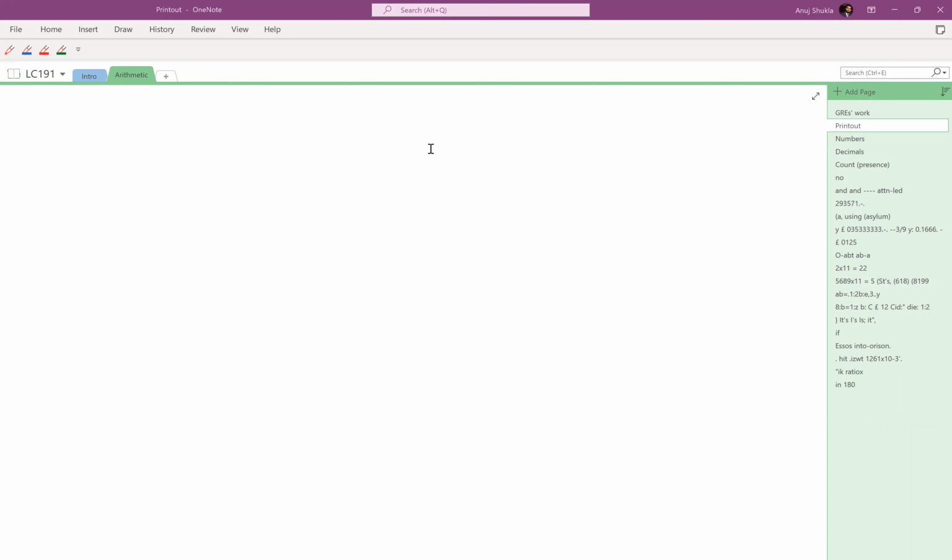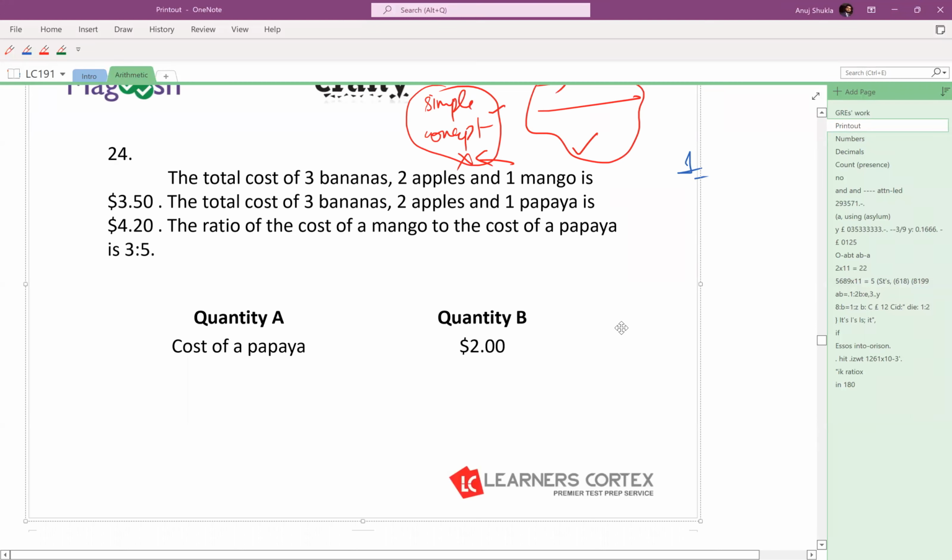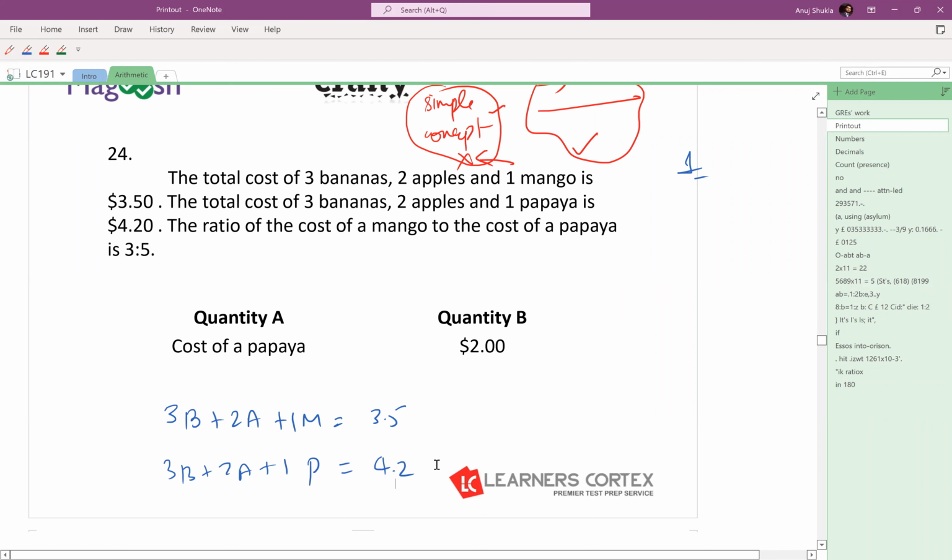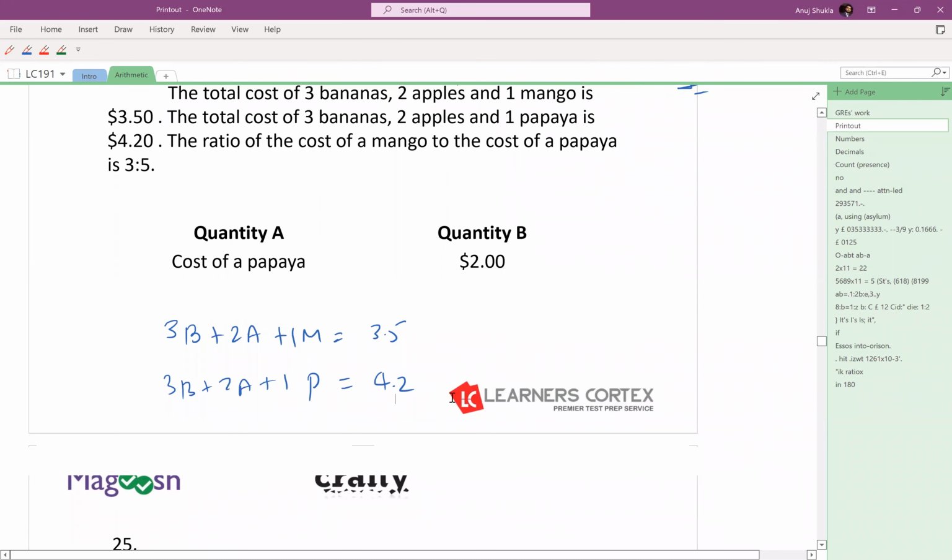Cost of papaya is less than $2. Cost of papaya is greater than mango. Okay, very good. So it's very easy actually. Total cost of 3 bananas, 2 apples, and 1 mango is $3.5. The cost of 3 bananas, 2 apples, and 1 papaya is $4.2. If you subtract, what will you get? You'll get 1 papaya minus 1 mango is 0.7.